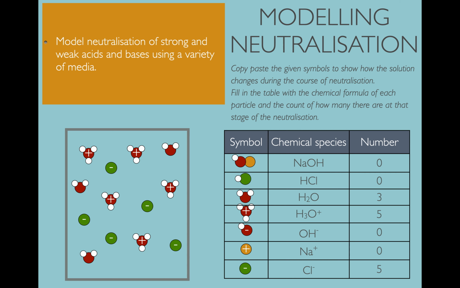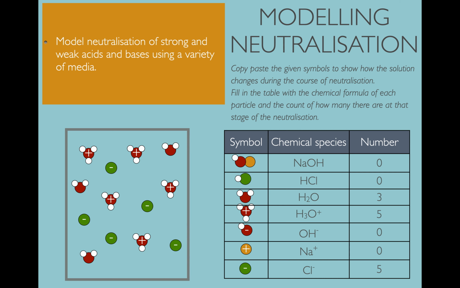Okay, we need to model a neutralization of strong and weak acids using a variety of media. So we're using Keynote here because I thought that'll be good for while you guys are in quarantine. So what you needed to do is copy-paste these symbols of our solution during the titration. So here at the beginning, on our left-hand side, we've got a beaker here, and we've just got some water and we've added in a strong acid. And how do I know that?